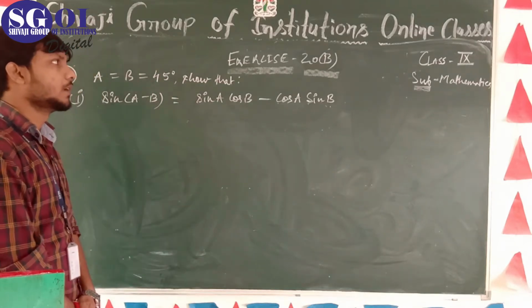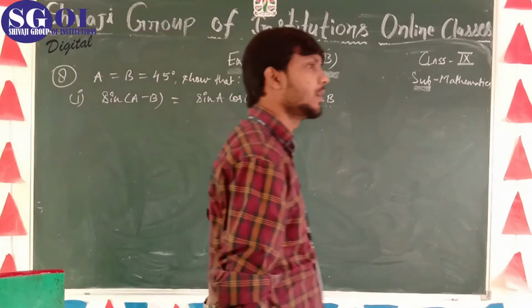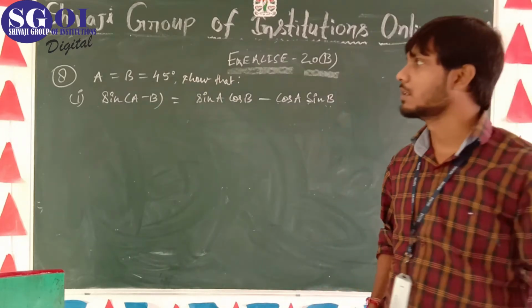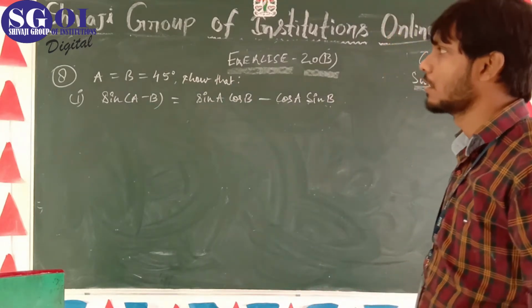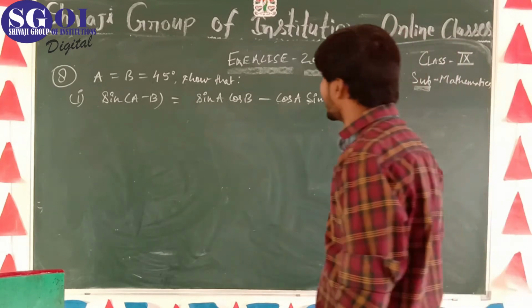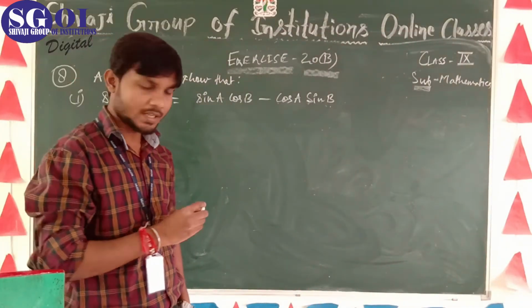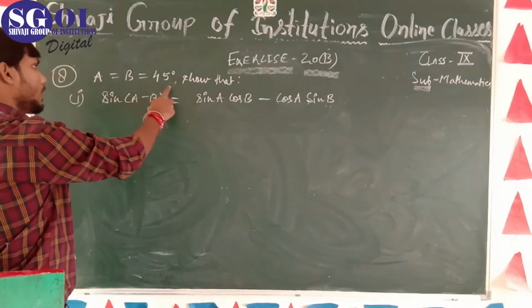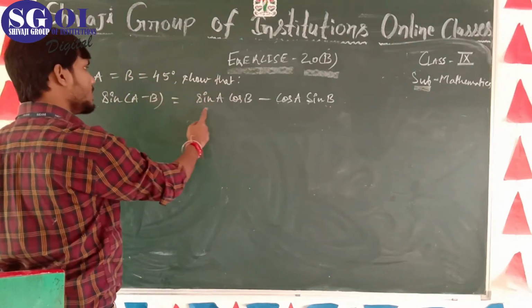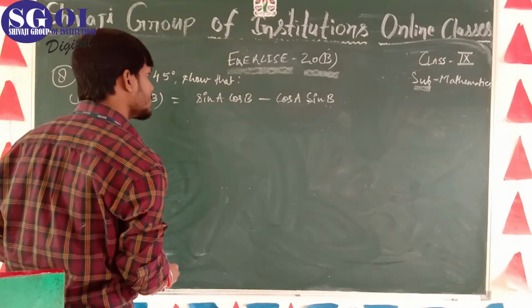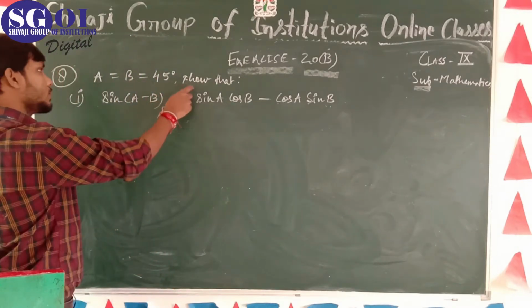Last time, I started exercise 20B. Now let's see some more questions in exercise 20B, question number 8. The question is, if A is equal to B is equal to 45 degrees, show that sin(A minus B) is equal to sin A cos B minus cos A sin B. We have to show it.